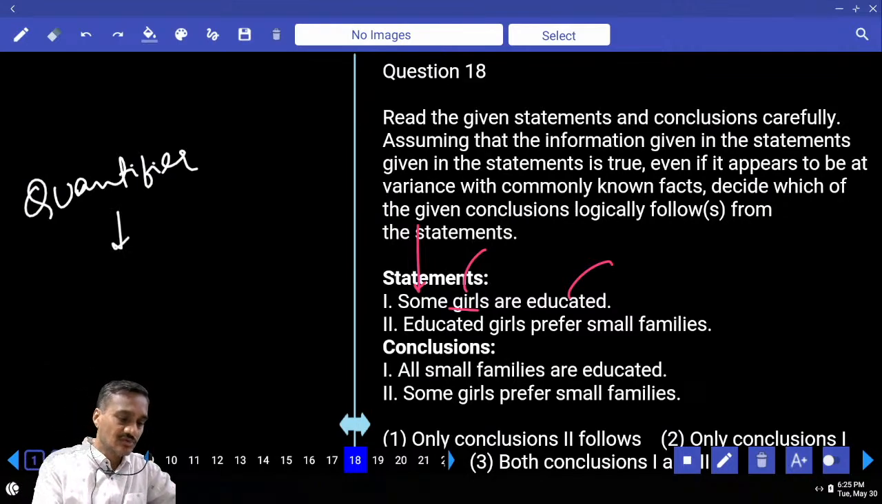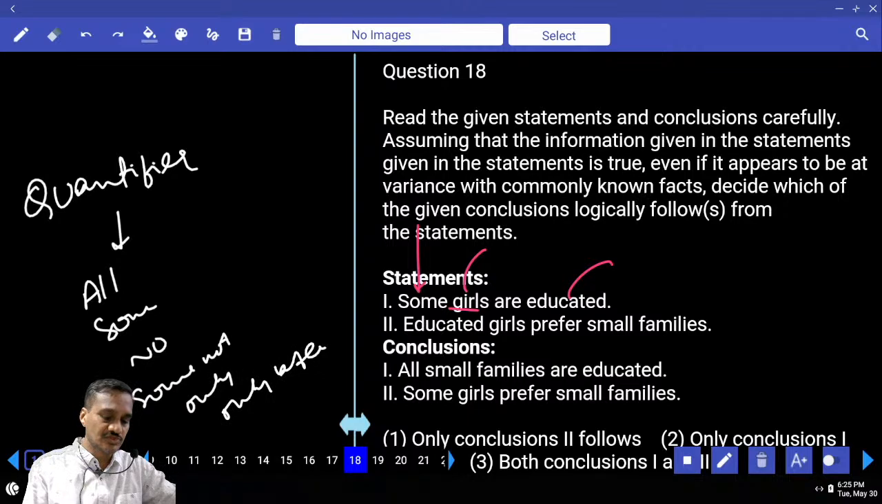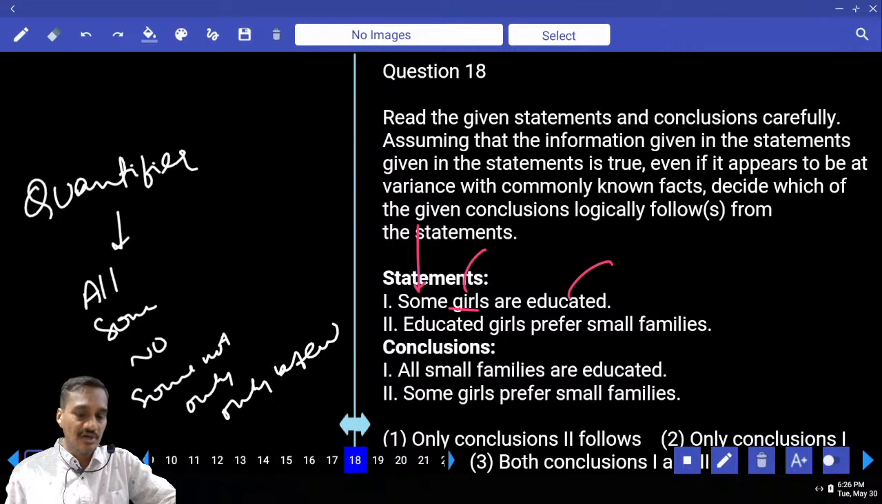Hence in this one, what are the quantifiers you have in general? All, some, no, isn't it? Some not, only, and only a few. Now these are the quantifiers we have as of now, isn't it? Out of which here the quantifier is not given. And if the quantifier is not given, then tell me we need to take as which one?